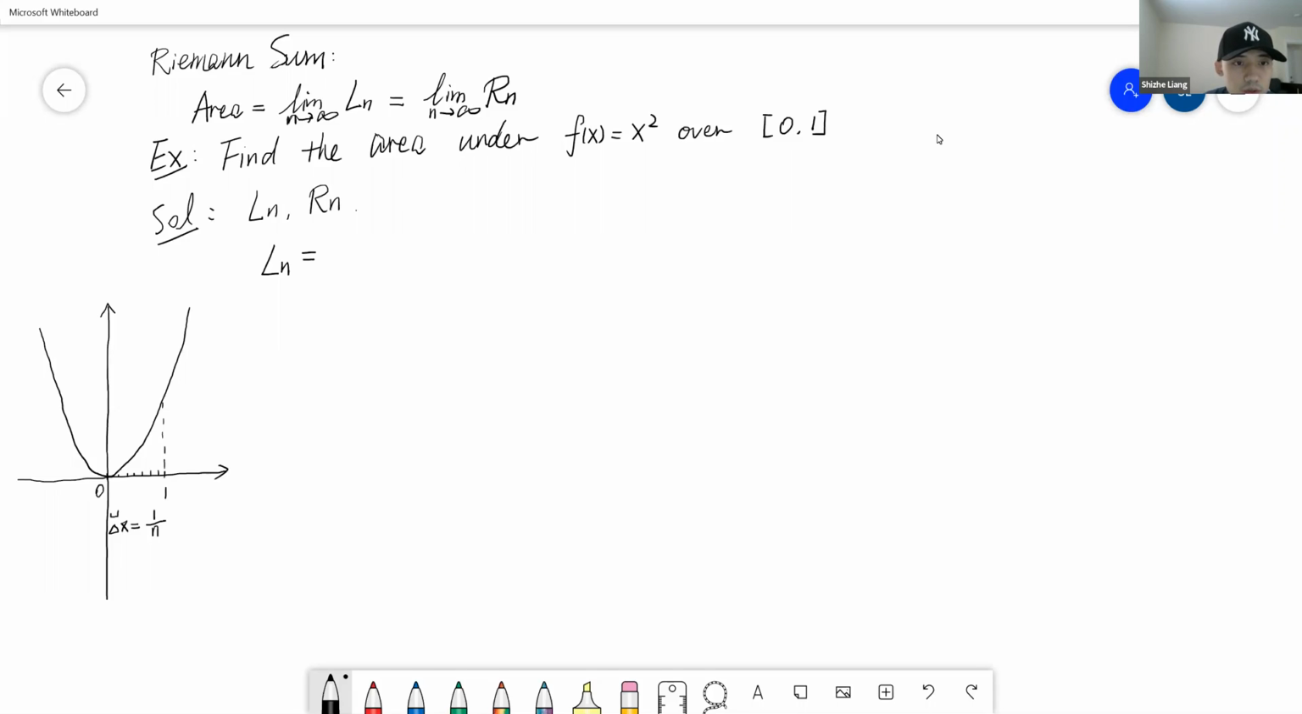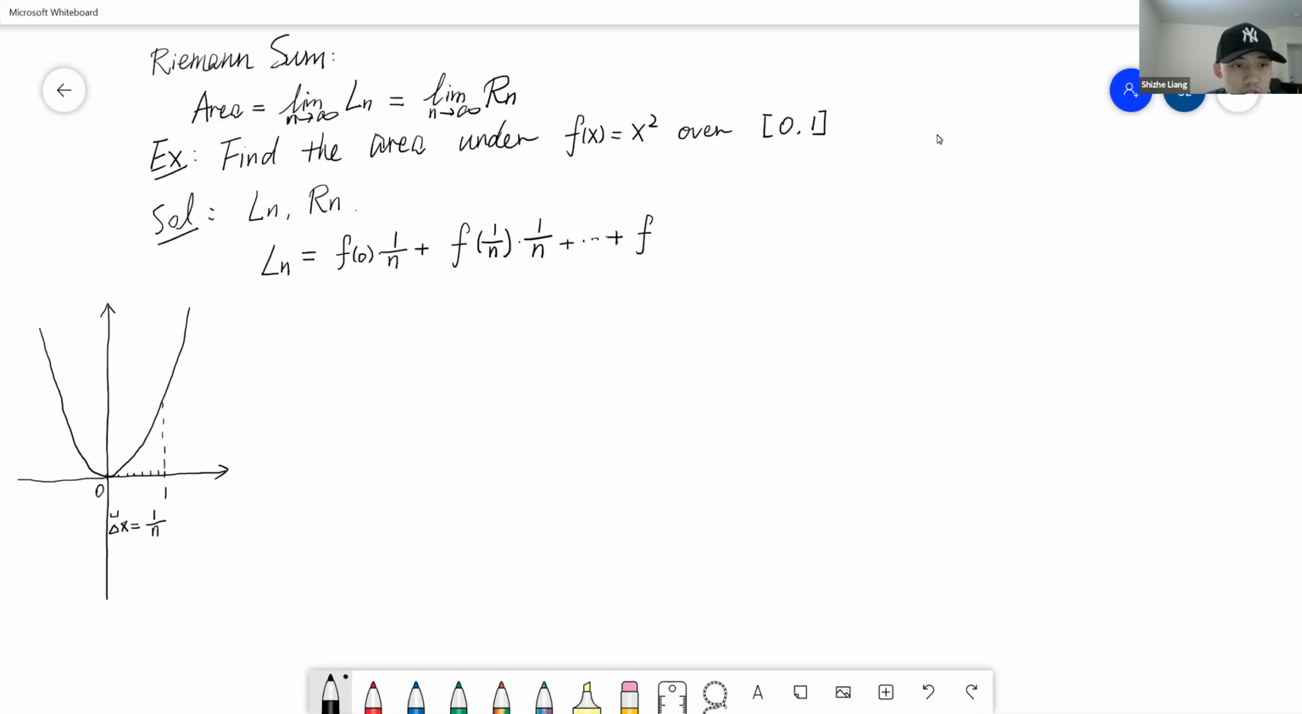So this is equal to f(0) times 1 over n plus f(1 over n) times 1 over n. Okay, so 0 is the first left endpoint, and 1 over n is the second left endpoint. All right, plus all the way to which point? So what is the last rectangle?